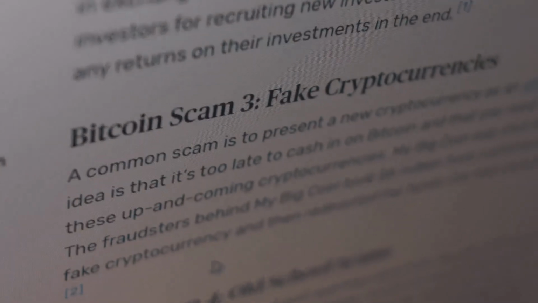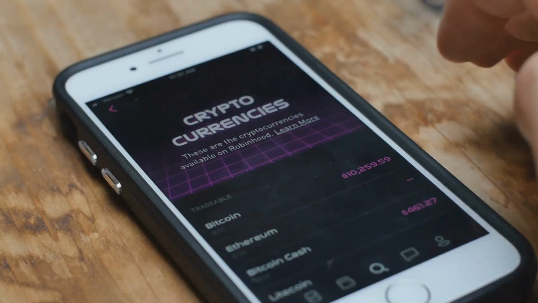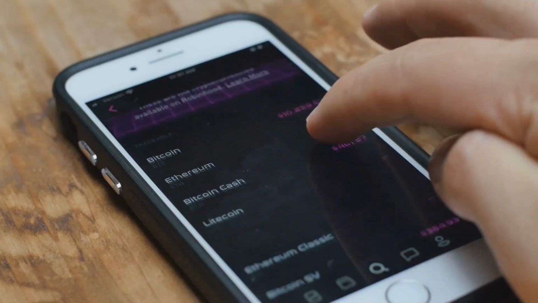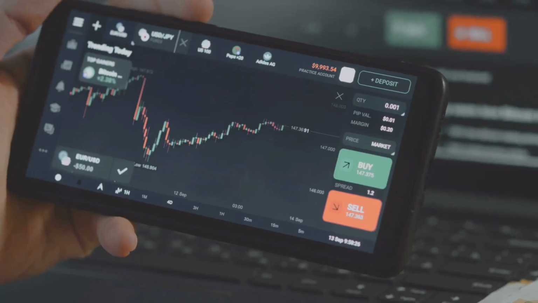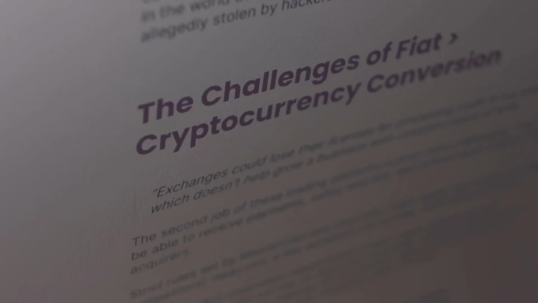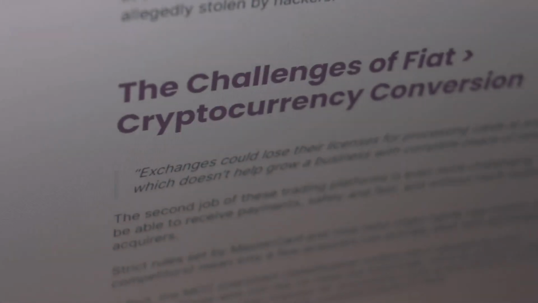Order books aren't perfect, they can be manipulated. Spoofing is when big players place fake orders to trick others, then pull them. Iceberg orders hide big trades by breaking them into small visible chunks. So, sometimes the biggest moves are the ones you can't see.